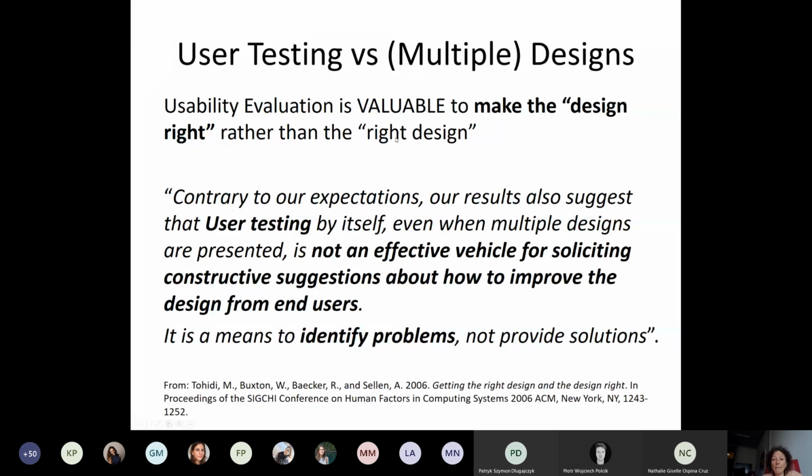So the issue is make the right design versus make the design right, because you do usability testing, you say, okay, I need to fix all this part, I need to make the design right. Contrary to our expectation, user testing by itself is not an effective vehicle for soliciting constructive suggestions about how to improve the design for the end user. It's a means to identify problems, not to provide solutions. That is the point. The point is that you will find mistakes.